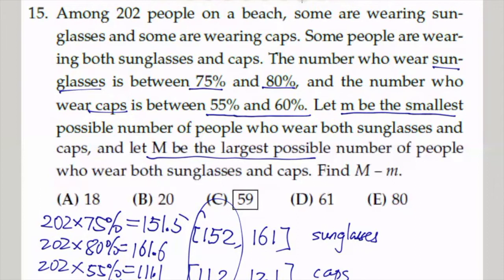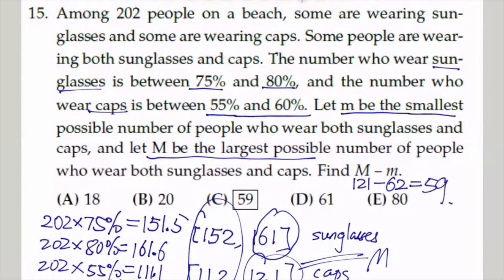And for big M, the largest possible number, we want to use the maximum number of people with sunglasses and the maximum number of people with caps. We see that if we let every person with caps also have sunglasses, then we have the largest possible number of people with both. So this is M. The difference is 121 minus 62, which is 59. So there are quite a few traps. I hope you learned some tricks.